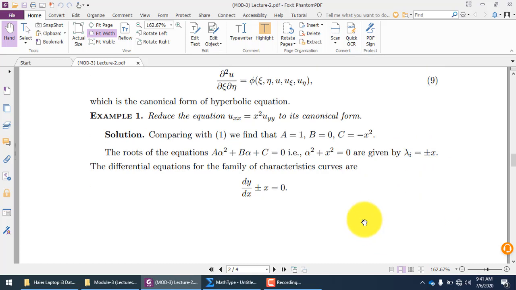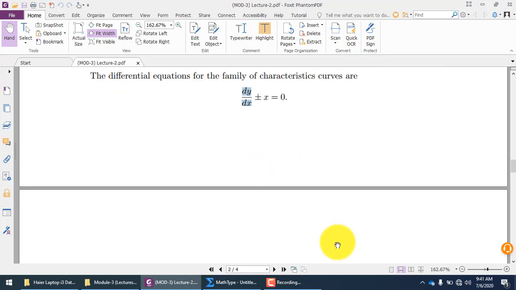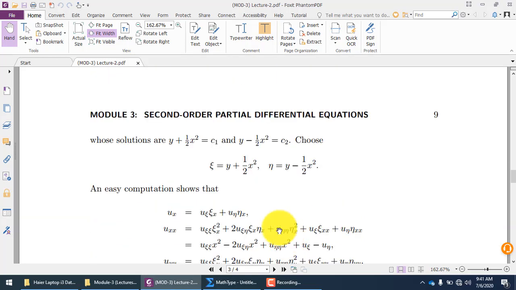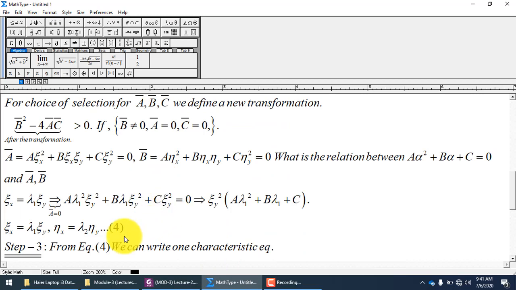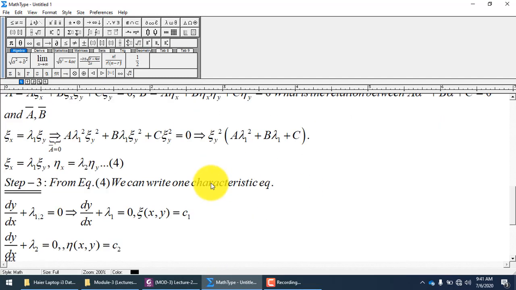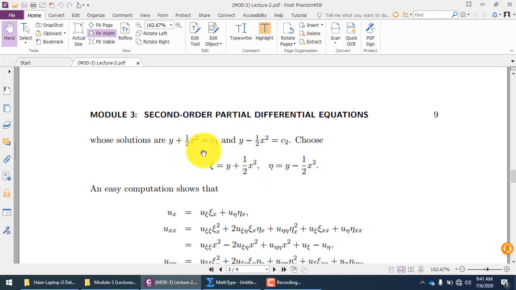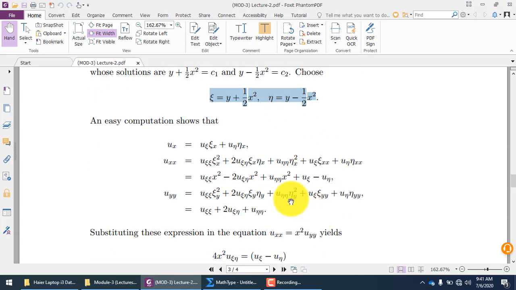And in step 3, you have 2 ordinary differential equations, the characteristic equations, dy by dx equal to x and dy by dx equal to minus x. When you solve, you have 2 values, f1 is this and the second is this. As I repeat to you, the constants will be on the right hand side like that. So the left hand side of one constant will be named as xi and the left hand side of the second constant will be named as eta. So this is your required transformation.